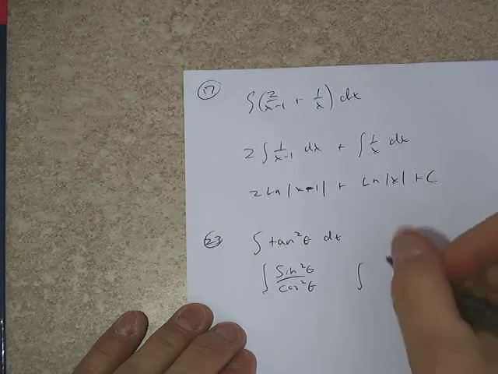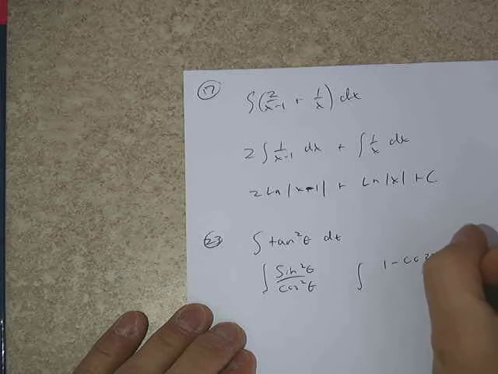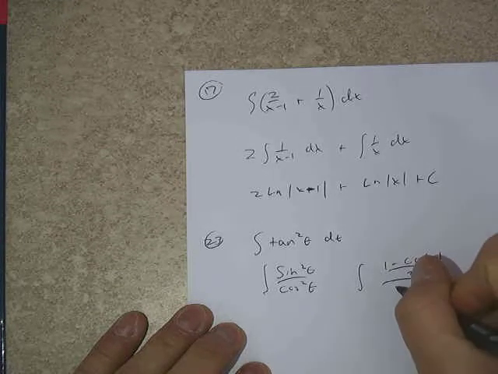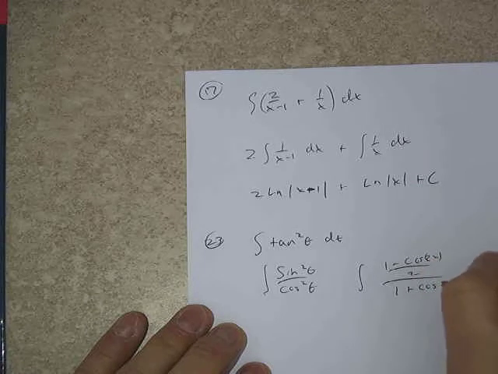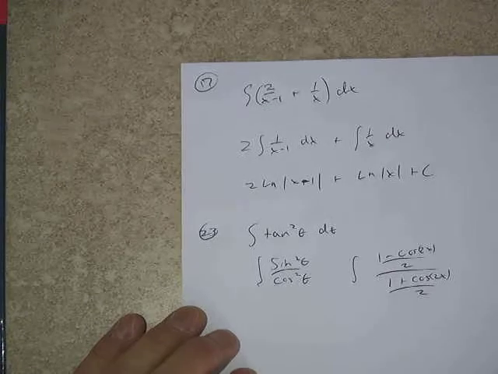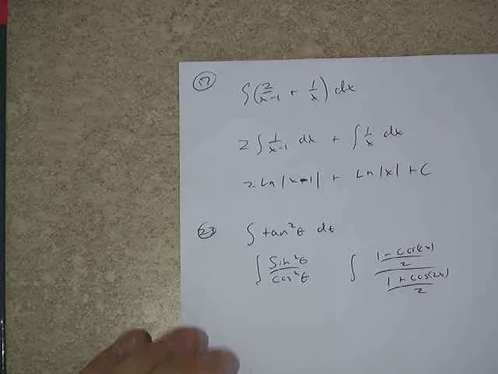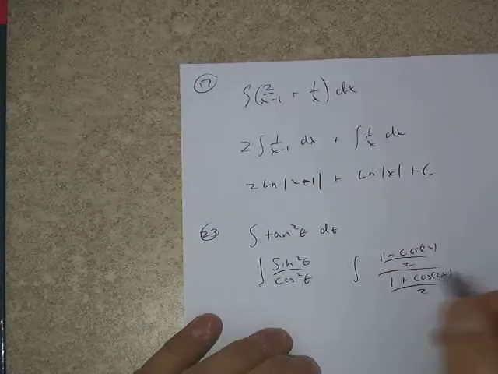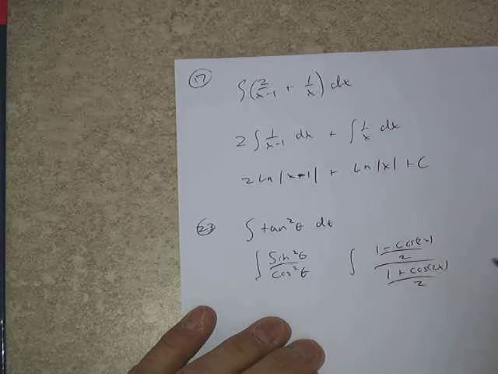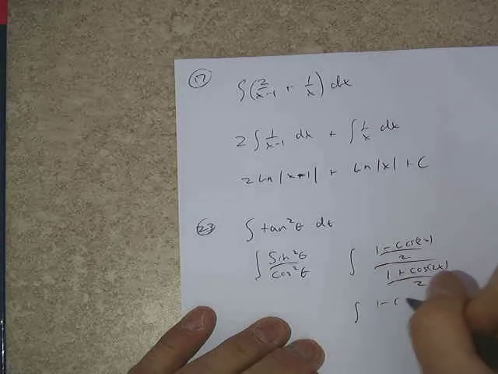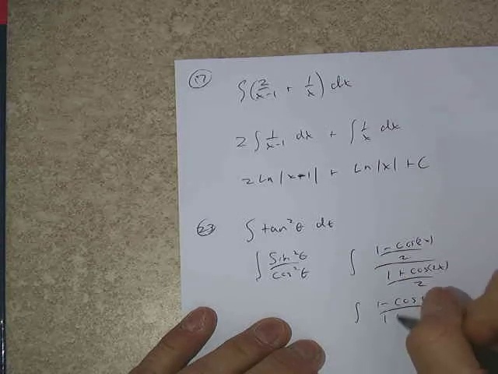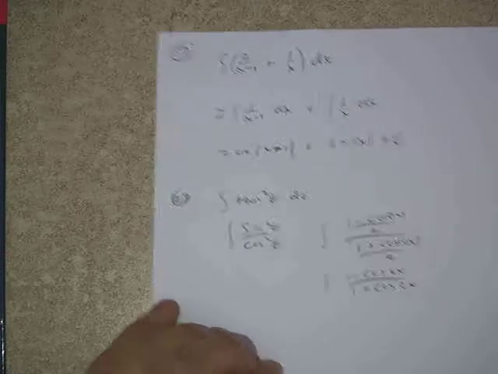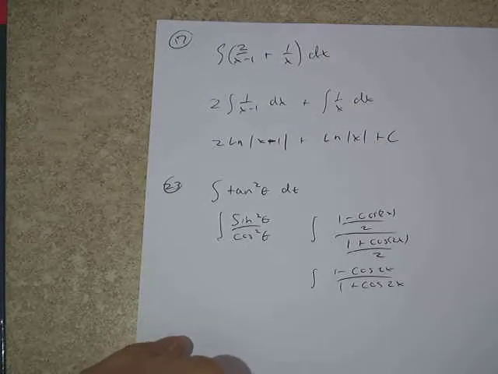So the sine squared, they told us, is 1 minus cosine 2x over 2. And then the cosine squared is 1 plus cosine 2x all over 2. Alright, and with that, if we flip and multiply here, we're going to wind up with 1 minus cosine 2x over 1 plus cosine 2x. So, definitely not.